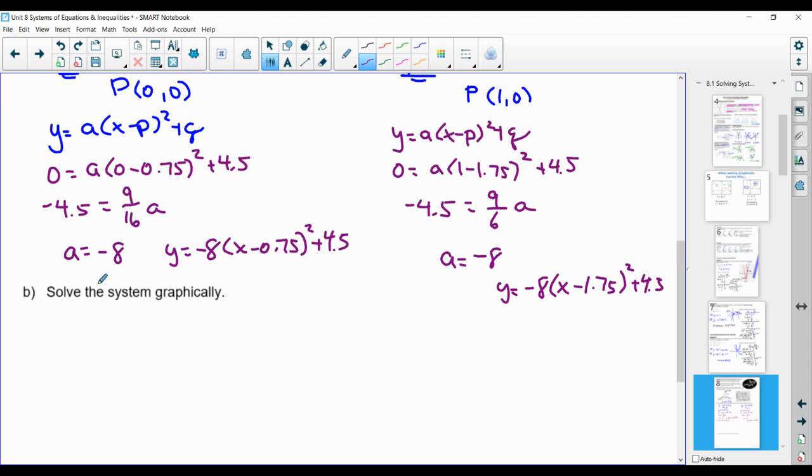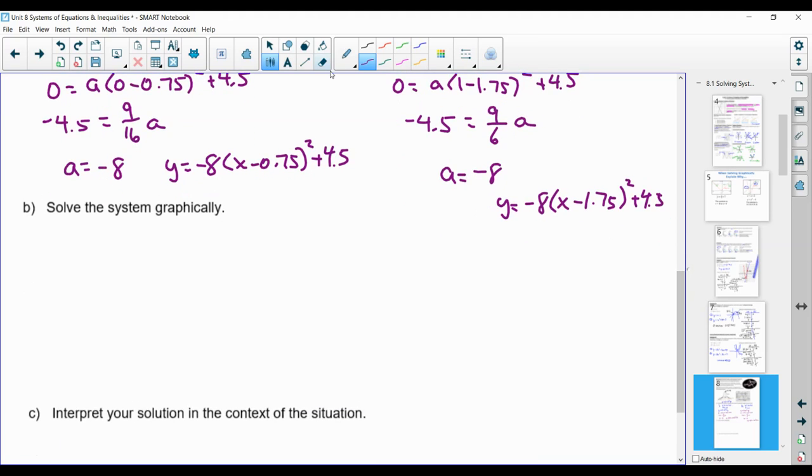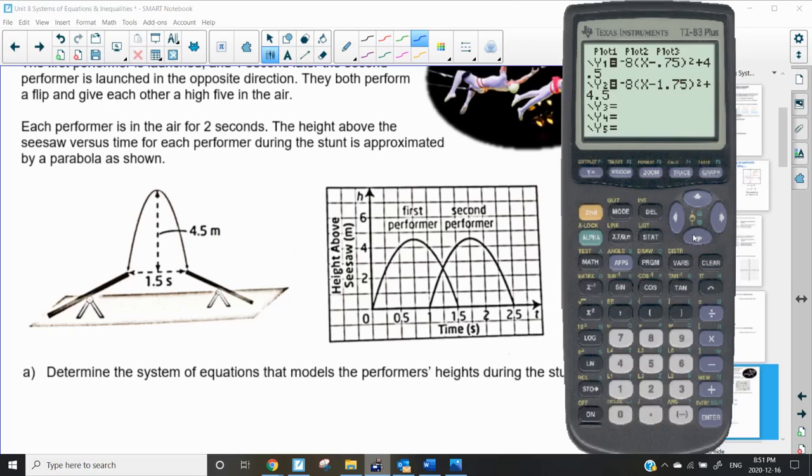All right, so now we're asked to solve those equations graphically. So we're going to take those, put them into our calculator, and find our intersection points. All right, now graphing these equations on our calculator, we have negative 8 times (x minus 0.75) squared plus 4.5, and then negative 8 times (x minus 1.75) squared plus 4.5. When we graph these on our calculator, we want to make sure to use the window settings that represent the context of the question. And here we have a graph that shows us those window settings.